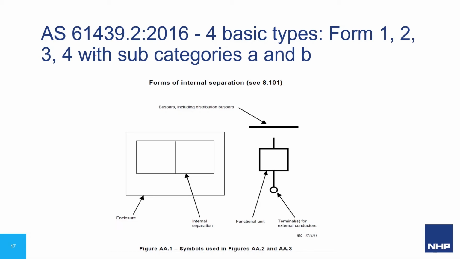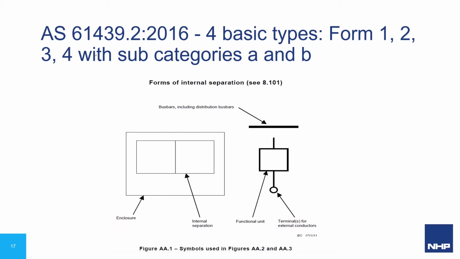The 61439 series also gives us a number of diagrammatic representations. The diagrams display our elements and the enclosure and barriers as per the above key. We have thin boxes to represent our enclosure and internal barriers, a bold line to represent our bus bar, a bold box to represent our functional units, and a bold circle to represent our terminals. We will use this diagrammatic format to look at some practical examples of the most common forms.